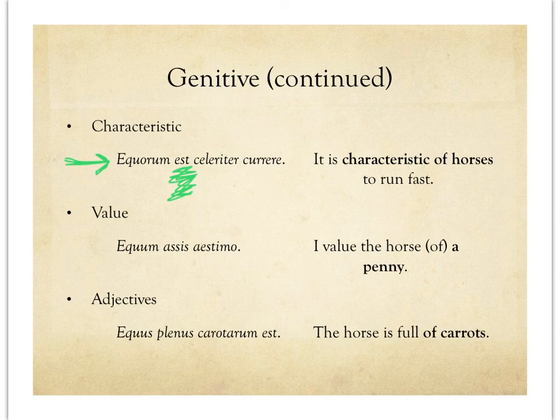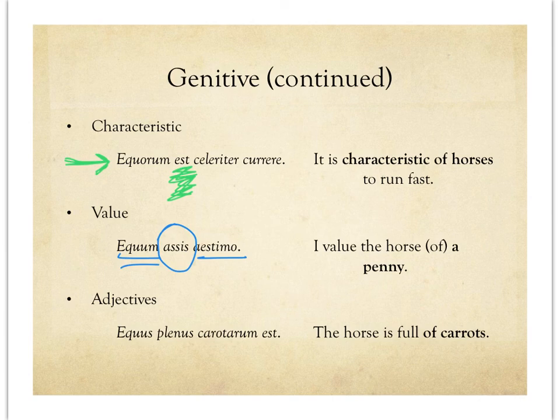We also have something called the genitive of value. On your handout, you'll see I've given you there are only a handful of words that use this kind of genitive. So, equum assis aestimo, I value the horse of a penny. So when we talk about the value of something, we put it in the genitive. And there are just a handful of terms that tend to be used this way in Latin.